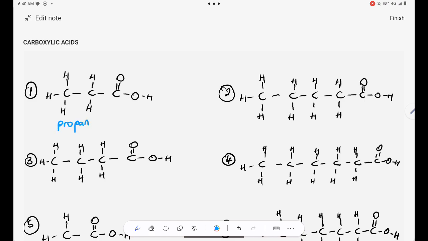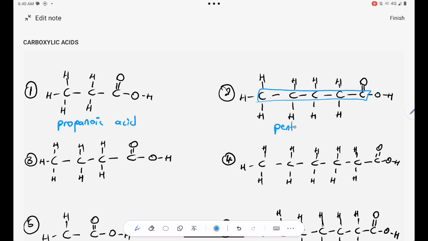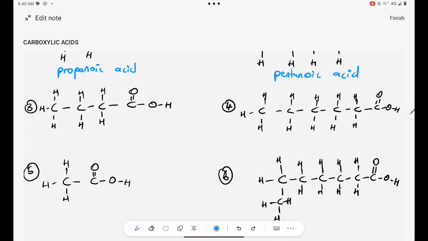And then all I have to do is to just join the prefix and the suffix. And then the full IUPAC name will simply be propanoic acid. This one has how many carbons? 1, 2, 3, 4, 5. It will simply be pentanoic acid. This one has 4 carbons. It will simply be butanoic acid.